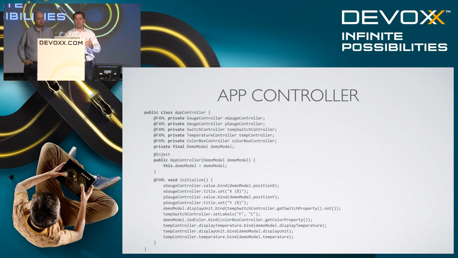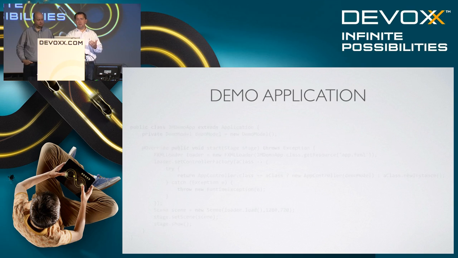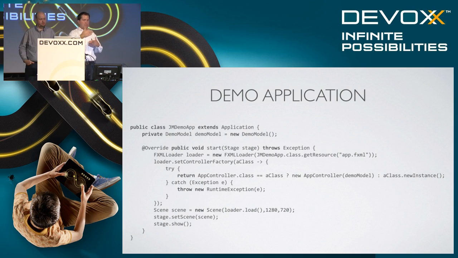In the initialize method, it says, that X controller has a value. I'm going to bind it to my demo model's X position. The X gauge has a title. I'm going to bind that. I've got the Y gauge controller, and I'm going to take its value and bind it to the data model. So we bind all the UI elements up to the data model inside of our controller. And that data model, of course, as we mentioned, is automatically updated whenever the data changes over the network. So that really wires everything together, and we're ready to go.